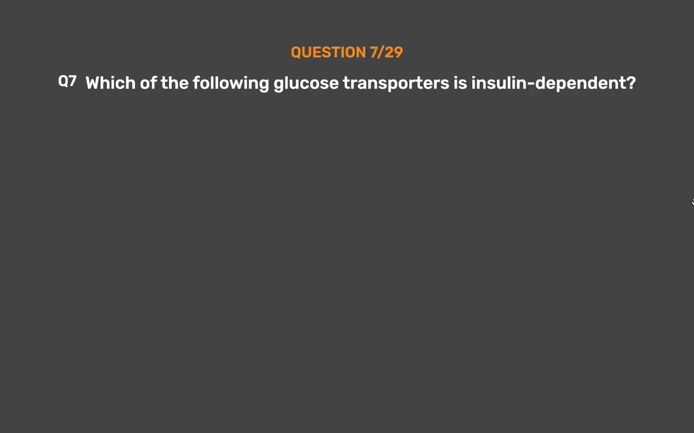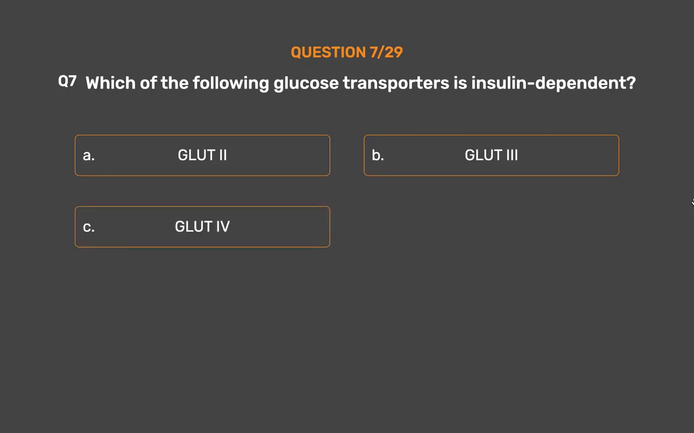Question number 7. Which of the following glucose transporters is insulin dependent? Option A. GLUT2. Option B. GLUT3. Option C. GLUT4.